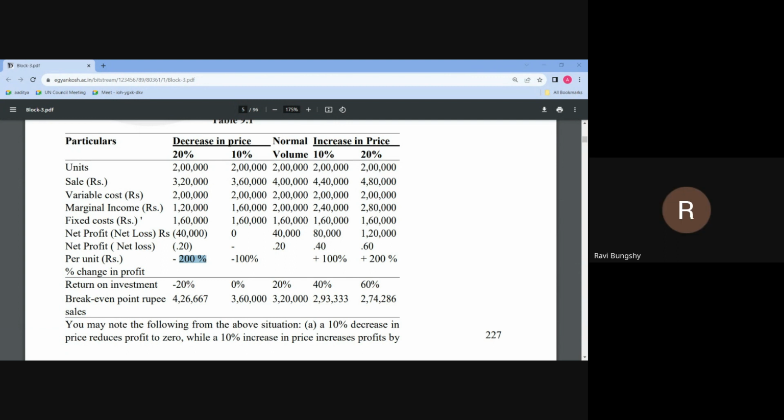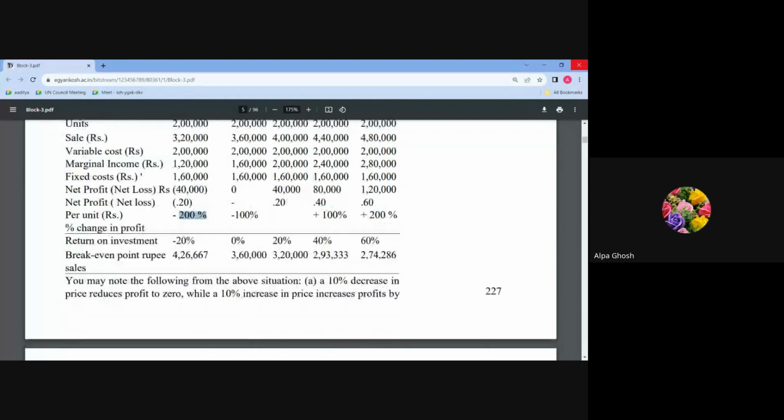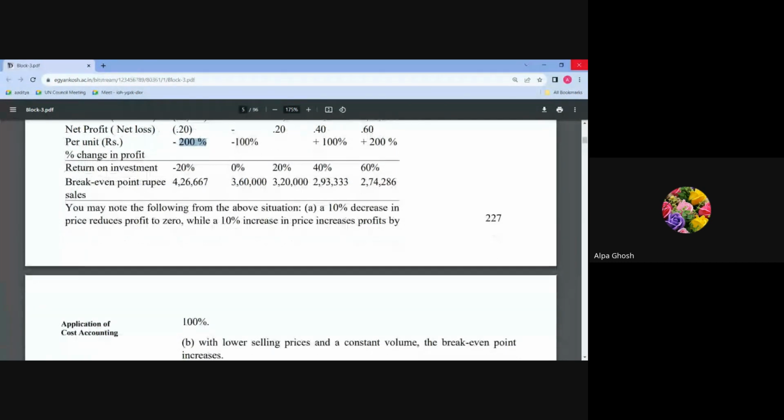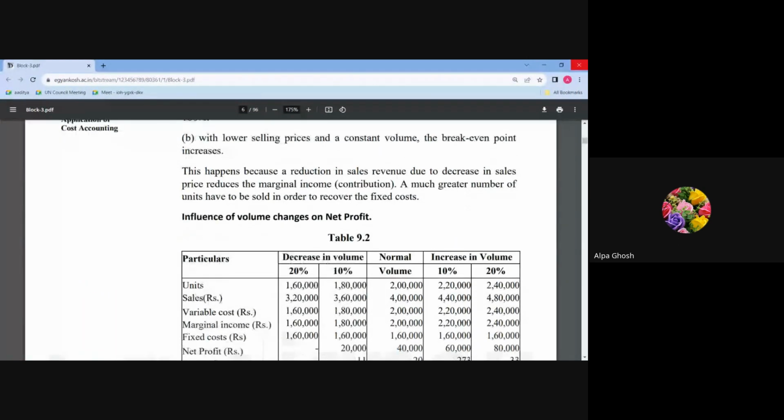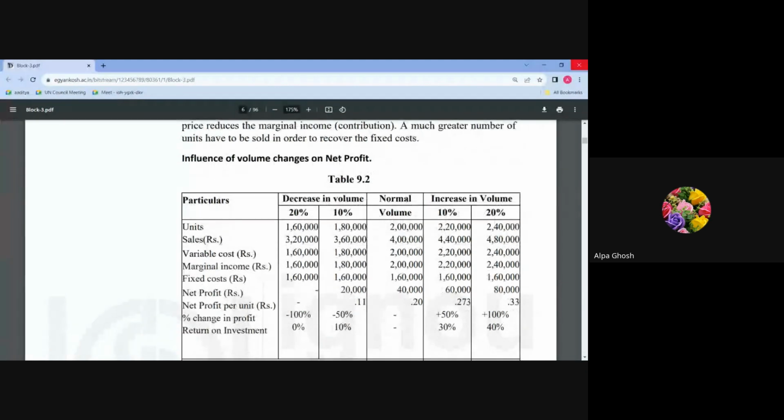Now the second part of this is what we are going to study: the impact of change in the price, and the impact of change in volume. The next part is the influence of volume changes on net profit. I hope everyone remembers that the units were 2 lakh in all the cases. Everyone remembers? Yes, ma'am.